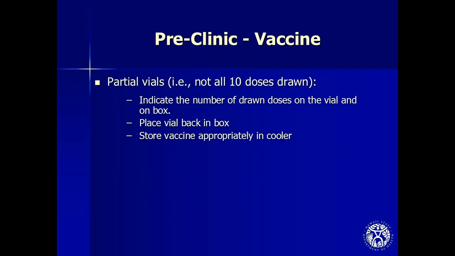There may be times when not all 10 doses are needed from a vial. The leftover vaccine is referred to as a partial vial. When this occurs, indicate the number of drawn doses on the vial and on the box. Then place the vial back in the box and store appropriately in the cooler.